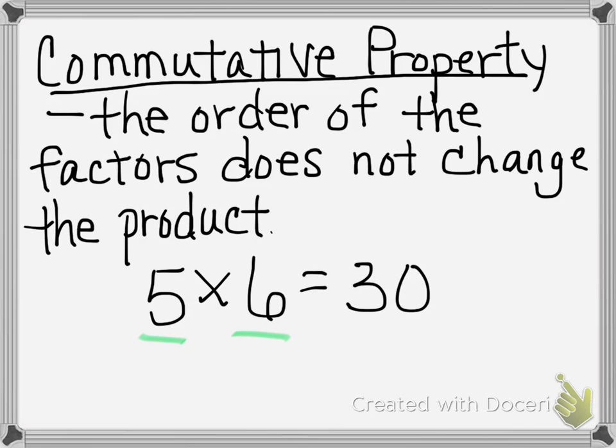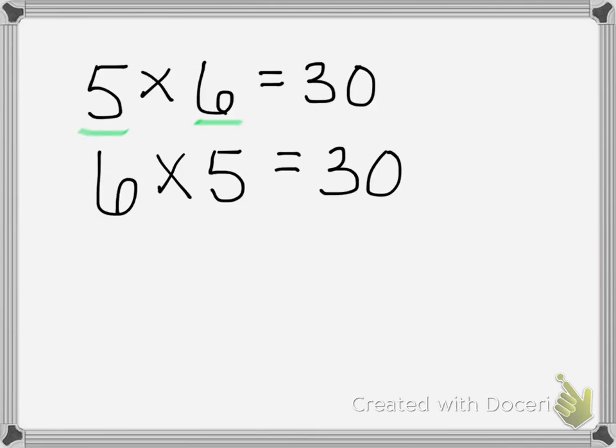Use the factors as in 5 times 6 equals 30. The factors are 5 and 6. I can switch the order of the factors. The commutative property states that the order of the factors does not change the product. Therefore, I know 30 will be the product for 6 times 5.